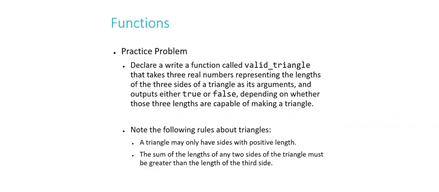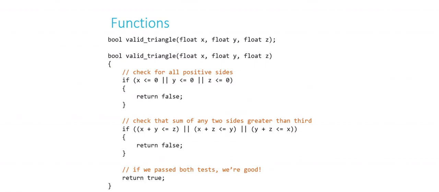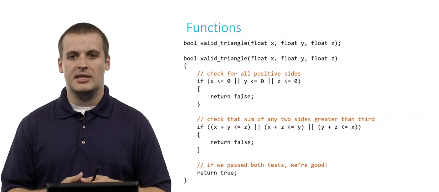Ready to see how you did? Here's one implementation of valid triangle. It's not the only one. Yours might vary slightly. But this one does, in fact, have the behavior that we expect. We declare our function at the very top, bool valid triangle, float x, float y, float z. So again, this function takes three real numbers as its arguments, floating point value variables, and outputs a true or false value, which is a Boolean, recall. So that's why the return type is bool.